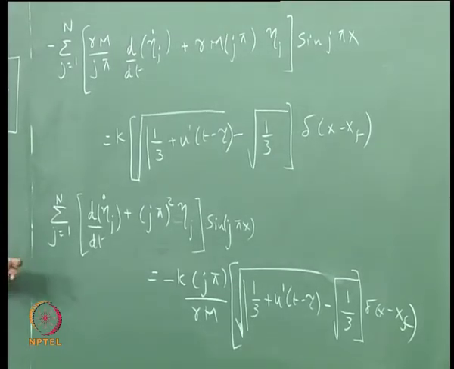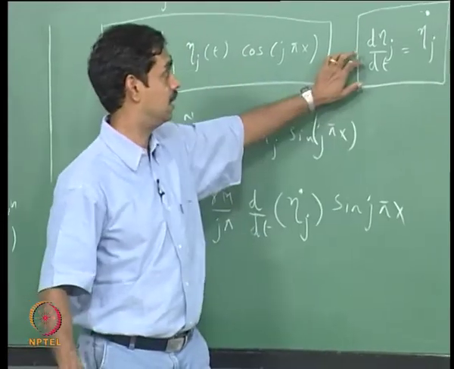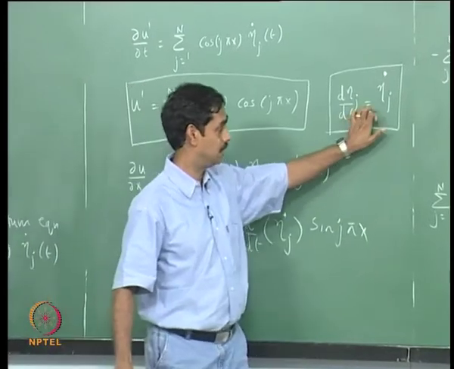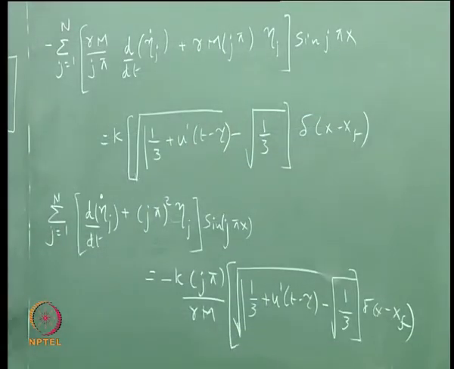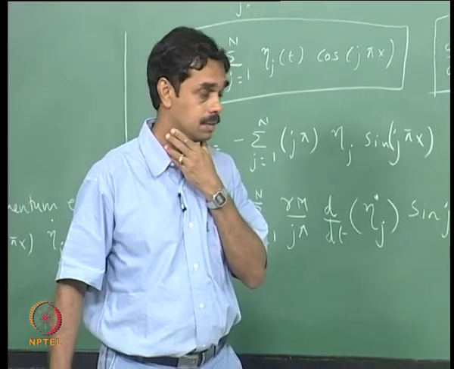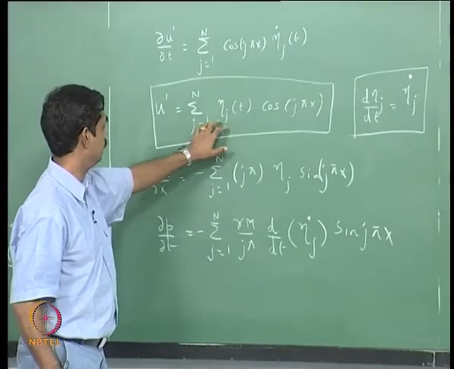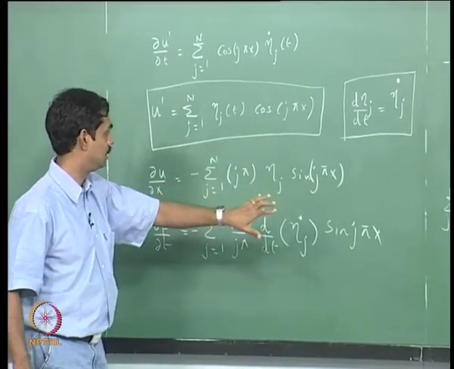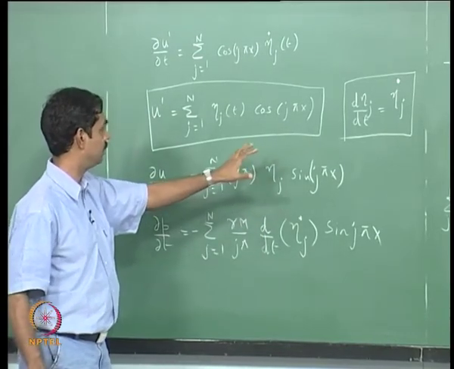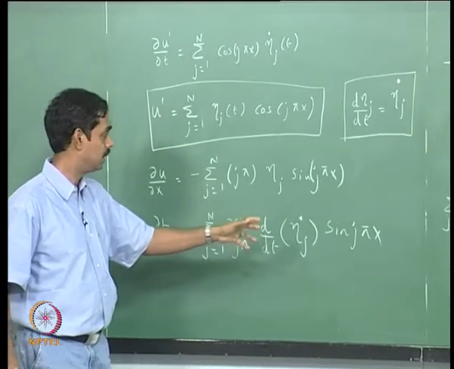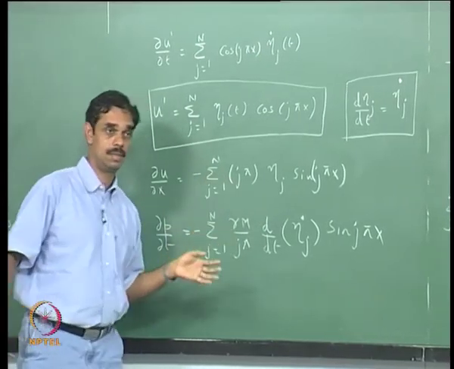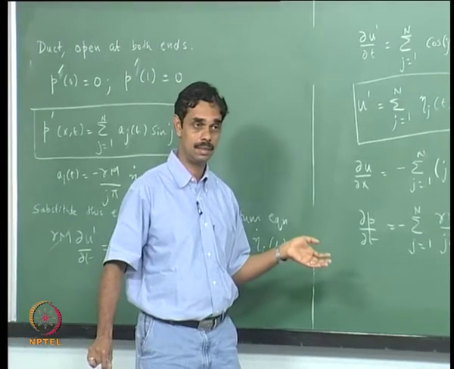We actually have one more equation. What is the other equation? Yes, d eta by dt equal to eta dot. If you want, you can substitute this here and write this as d squared eta j over dt squared, and so on. Because you look here, you have terms which are eta 1 cos pi x, eta 2 cos 2 pi x, eta 3 cos 3 pi x. Each term when you differentiate, cos pi x will have a pi coming in front, the second will have a 2 pi. So you have to put the sigma outside because each term has a different coefficient depending on the j. Is that okay?